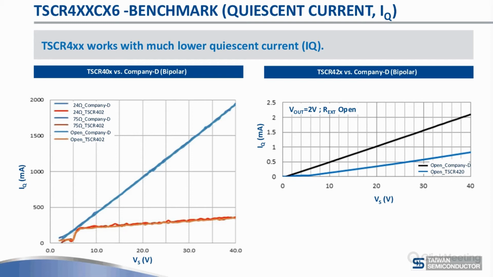Let's compare the quiescent currents. Obviously, the CMOS version is always going to have the lower quiescent current. It's also a little bit less dependent on the voltage than maybe bipolar. And obviously here you have advantages side by side.